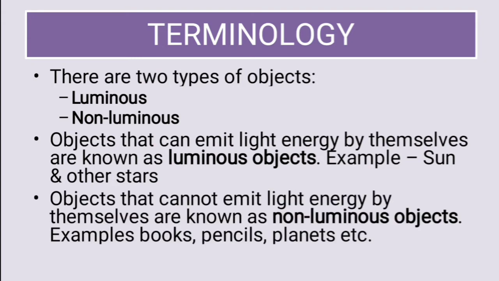And then there is another kind, which is called a non-luminous object. The objects that cannot emit light energy by themselves are known as non-luminous objects. मतलब जो object खुद light emit नहीं कर सकते उन्हें हम non-luminous object कहते हैं. It can be any, like the books that you use, pencils, all the objects which do not emit light by themselves. It can be a planet also, it can be the moon also. The moon also does not emit light by itself, it just reflects the light.